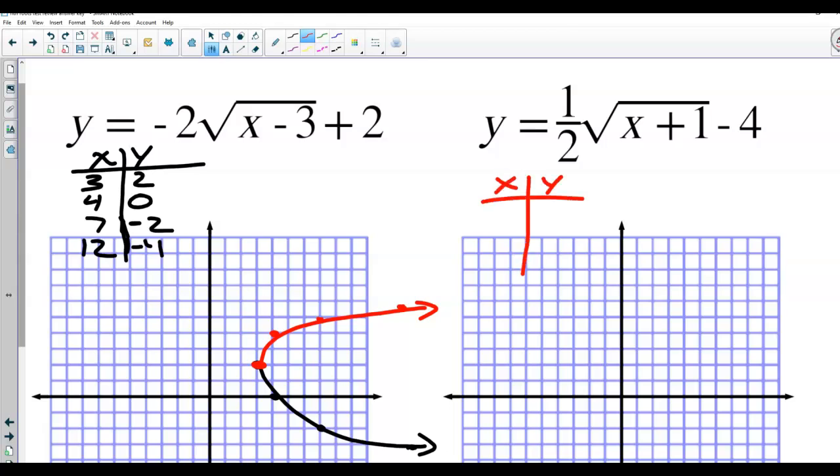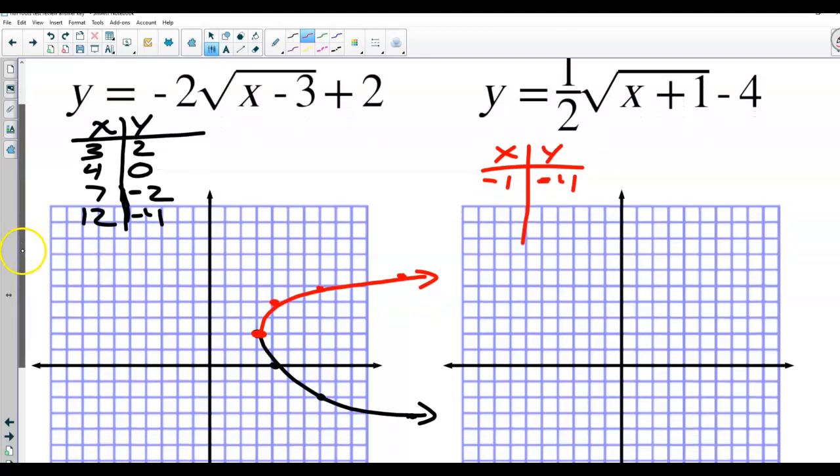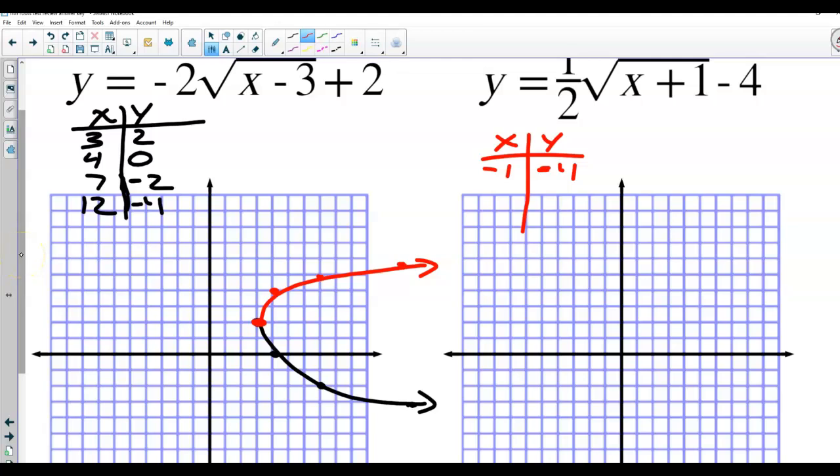All right. So here, I would deal with the fraction a little bit. -1, -4 is my starting point. If I plug a 0 in, the square root of 1 is 1. 1 times 1/2 is 1/2. 1/2 minus 4 is -7/2, or -3.5. That's not a brutal fraction.